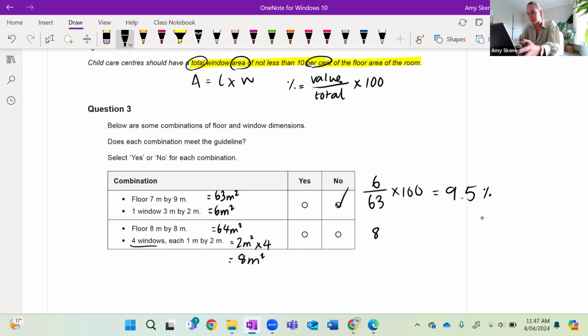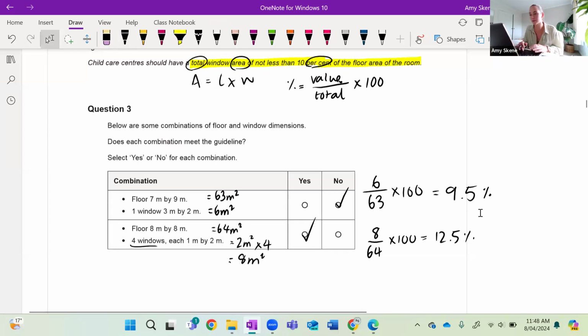Now to find the percentage, we have the value, which is 8 over the total of the floor, which is 64, times by 100 is equal to 12.5%. Now that's greater than 10, so yes, it complies.